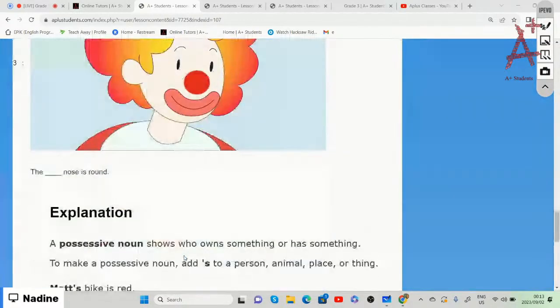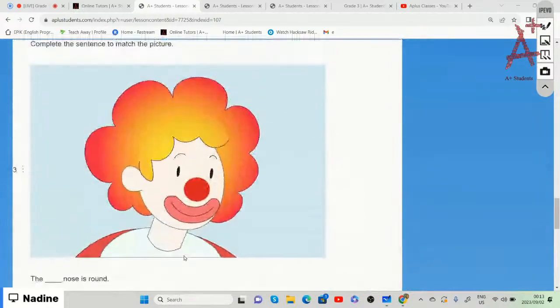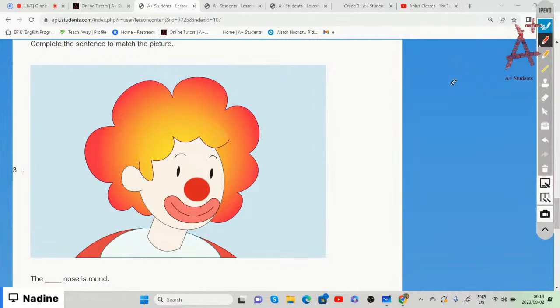All right. So now if we look at this picture, what do we see here? What is this? Or what character or what person is this? All right, so if we were to now say what this person is or the thing is, we can say this is a clown, right? So this is a clown.